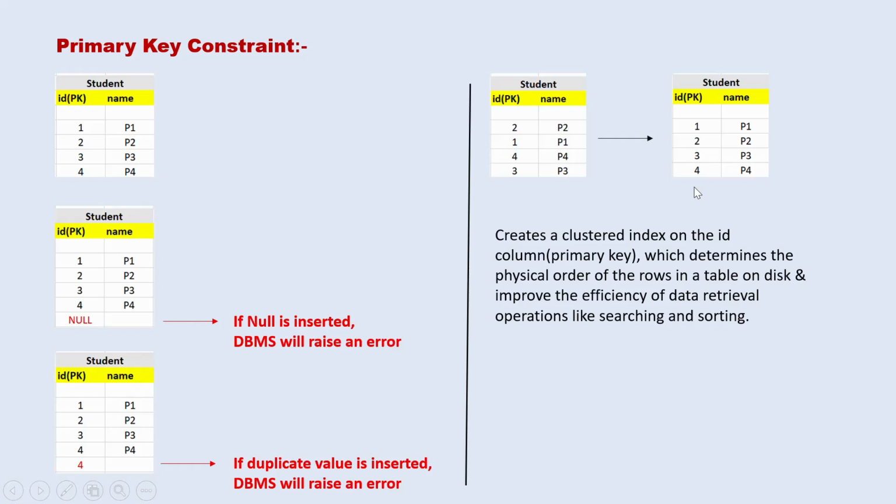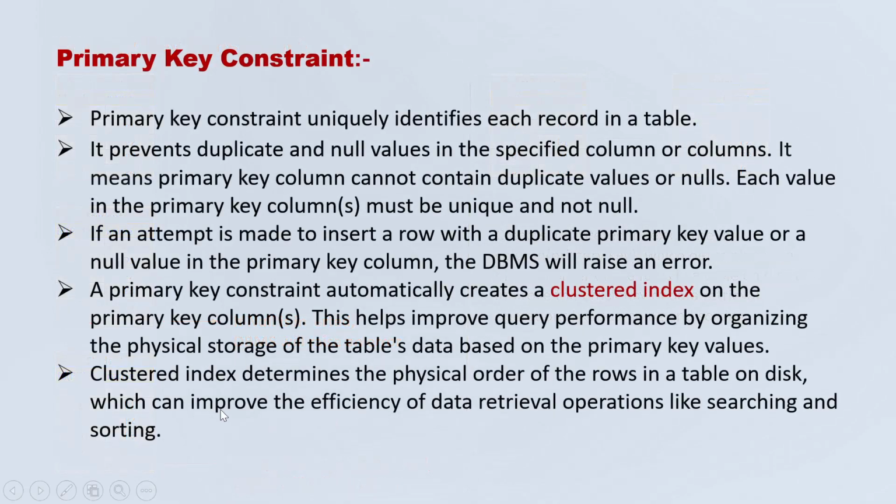And if it is stored in an ordered manner, of course whenever you try to query or search some ID, it can follow that order, and that search operation can become very fast, right? So that's what we have mentioned here, that cluster index determines the physical order of rows in a table on disk, which can improve the efficiency of data retrieval operations like searching and sorting. Okay, so because of this cluster index creation on primary key, the data retrieval operations will become very fast.